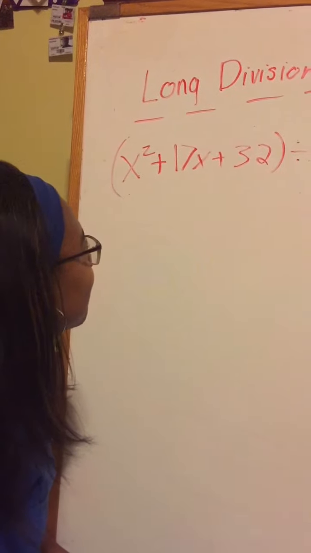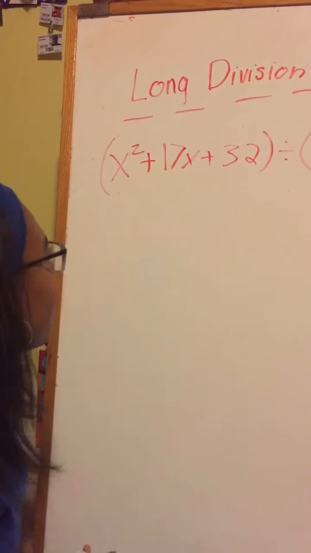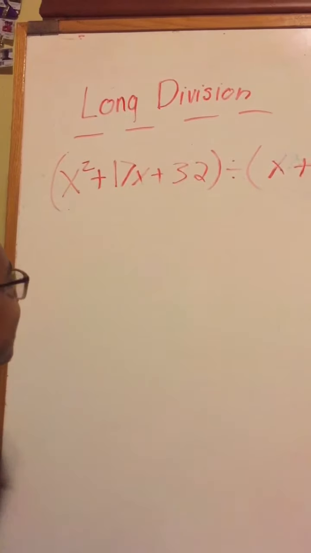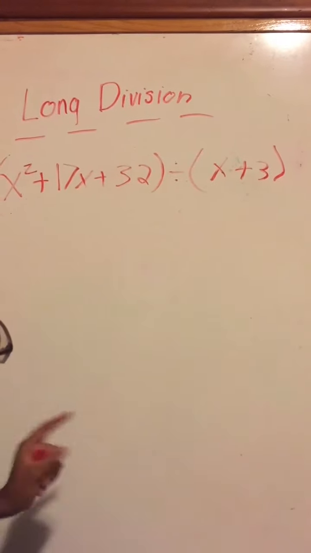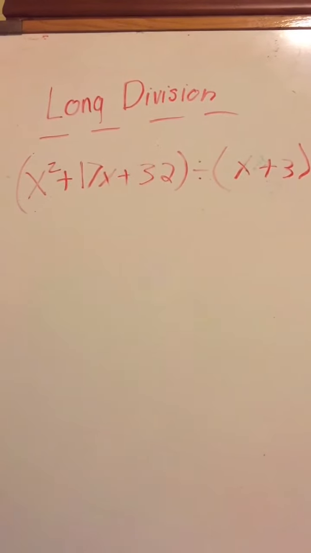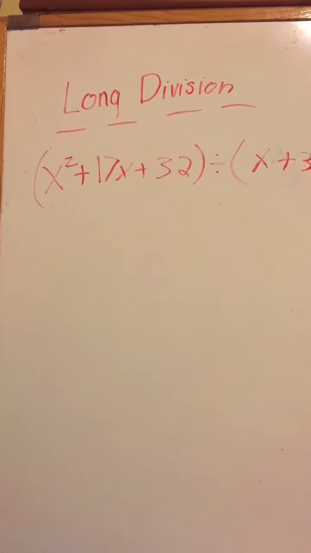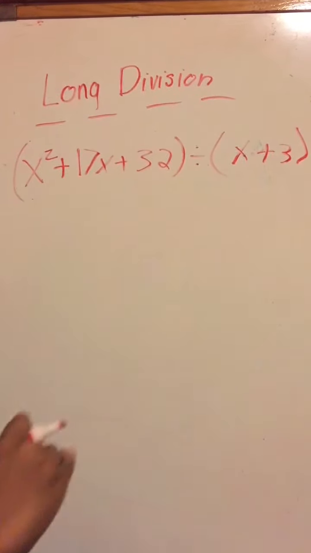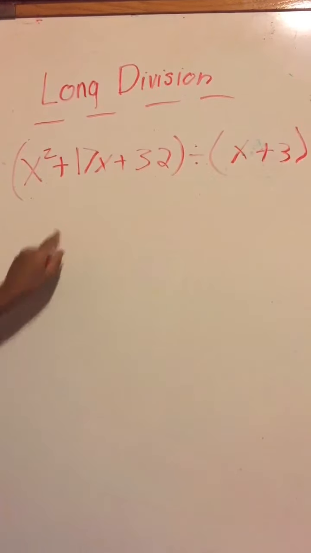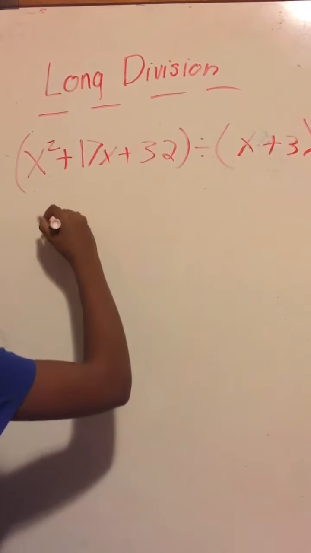Teaching you how to solve long division problems. So the problem is x squared plus 17x plus 32 divided by x plus 3. First you want to set up your problem so that x plus 3 is on the outside of the division box, and this is on the inside. So it looks like this.